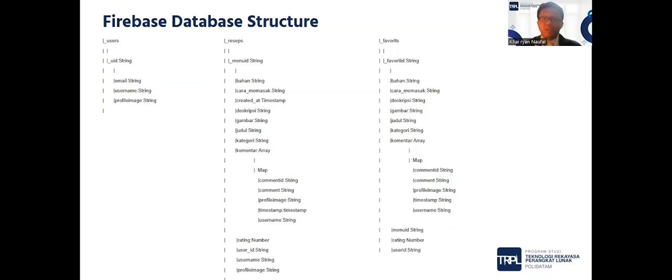string. And then on the right, we have a collection favorite. The favorite ID is the primary key string, with bahan string, cara memasak string, description string, gambar string, judul string, kategori string, and komentar array, also the same. And then under it, menu ID string, rating number, and then user ID string.